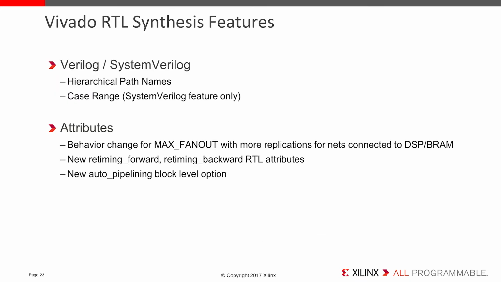There are a number of improvements and enhancements for synthesis in Vivado 2017.3. Hierarchical path names and case ranges are now supported for Verilog and SystemVerilog. And new attributes are in place to control register retiming and auto pipelining. Let's look at these features in more detail.